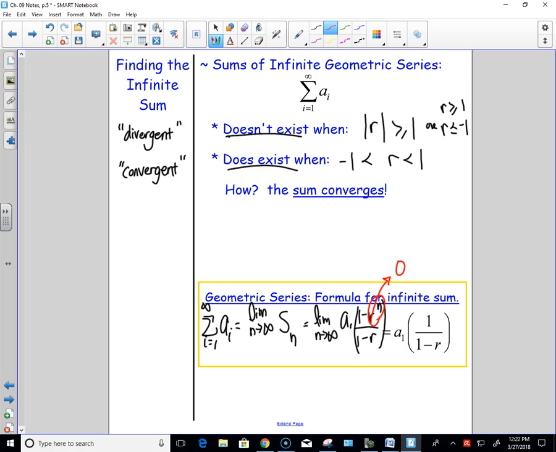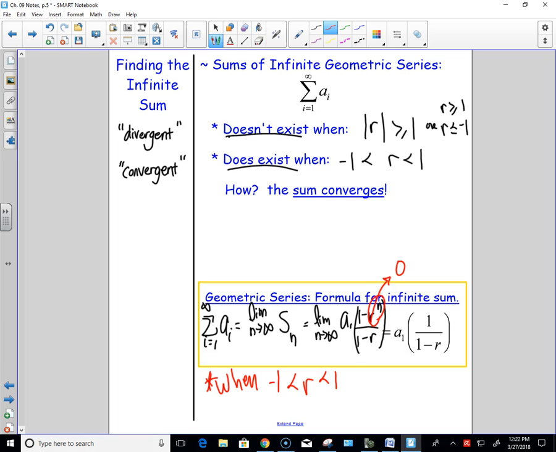But that only works if r is in between 1 and negative 1. If r was 1 or negative 1 or anything bigger than that, this is going to go to some sort of infinity. It's going to expand. And if it expands, well then there is no set limit. This is just going to get bigger and bigger as you keep adding, or subtracting. But if r is in between these two ranges, as I raise it to higher and higher powers, it gets closer and closer to 0.